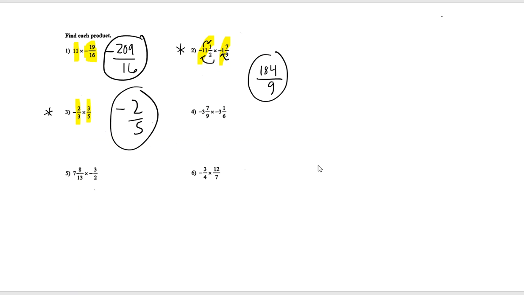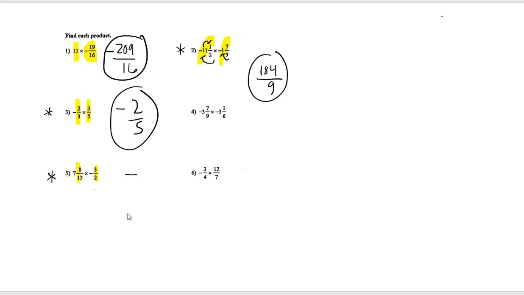Okay, so I want to do one more example with you for multiplying fractions before we go to dividing fractions. Okay, so 7 and 8/13 times negative 3/2. So we have a positive times a negative, and that's going to give us a negative answer.